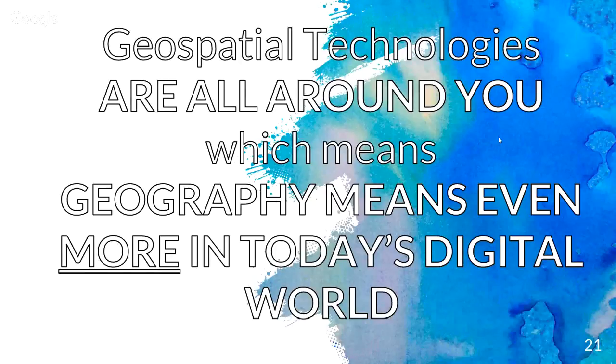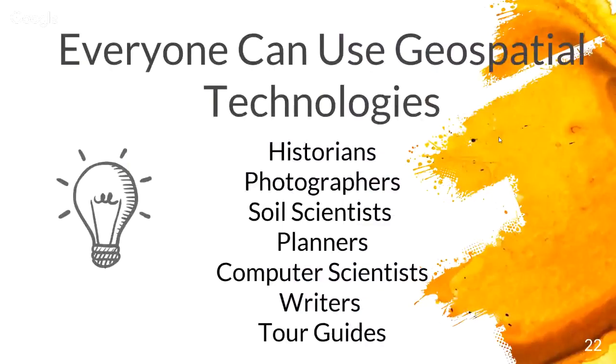So, right, geospatial technologies are all around us, which means that geography means even more in today's digital world. So who can use geospatial technologies? Pretty much everyone, right? Everyone from historians to planners, photographers, even those who are into literature, who want to give their readers a map of their community or a little world that they've created, even tour guides. Lindsay says that joining from Sweden, OpenStreetMap is really popular there, more than in the US, and I agree.